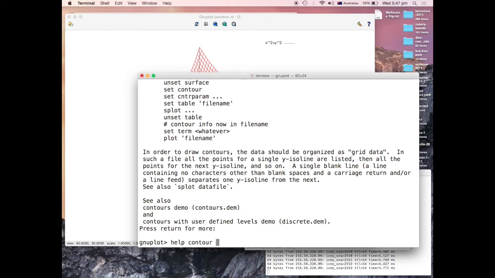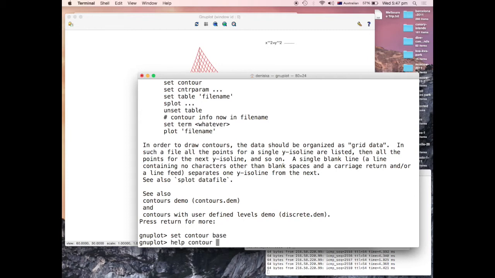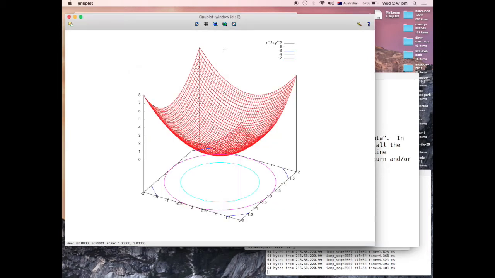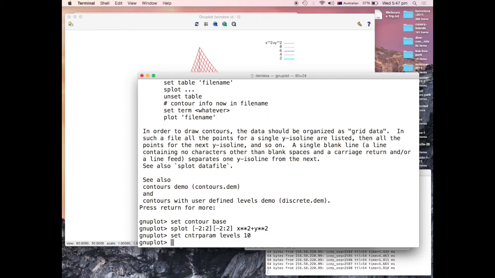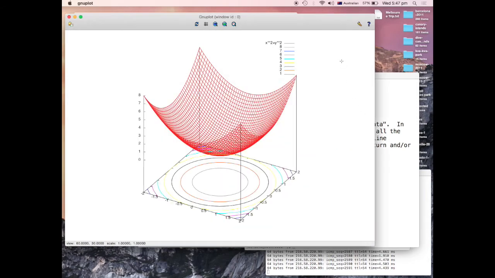So if I say set contour base and replot, it pictures the level curves at the base, in the XY plane. It does show the numbers. Here you see different colors, and here's the value of the function f for different colors for the level curves. If you want more curves, there's set contour param, which is level. Let's just say 10 levels rather than 5. So you replot. Here are your 10 levels.